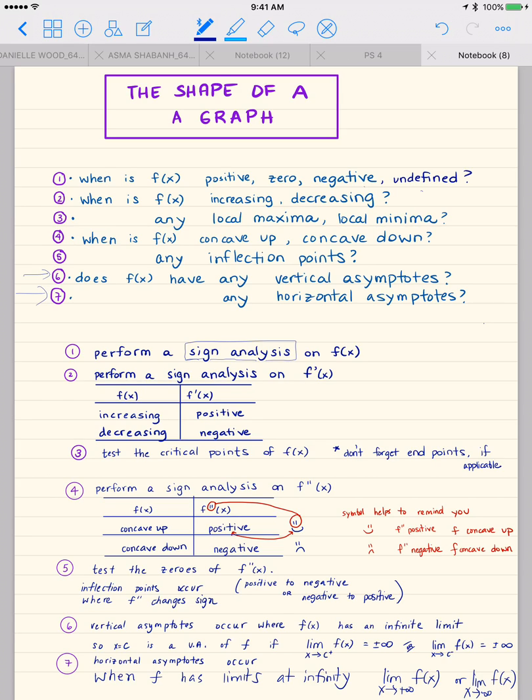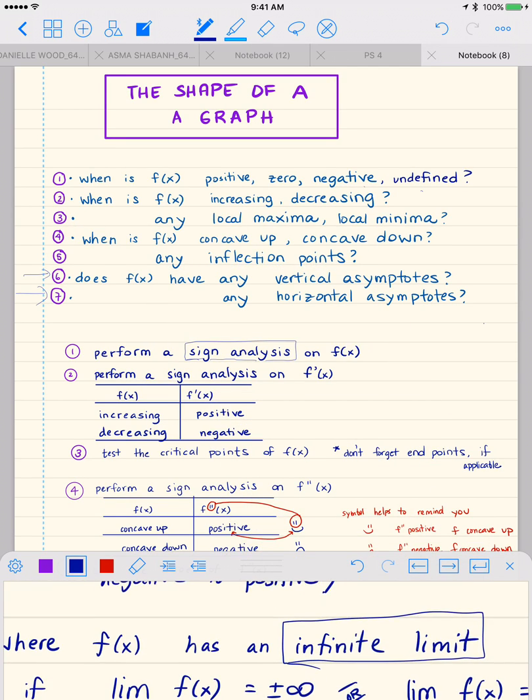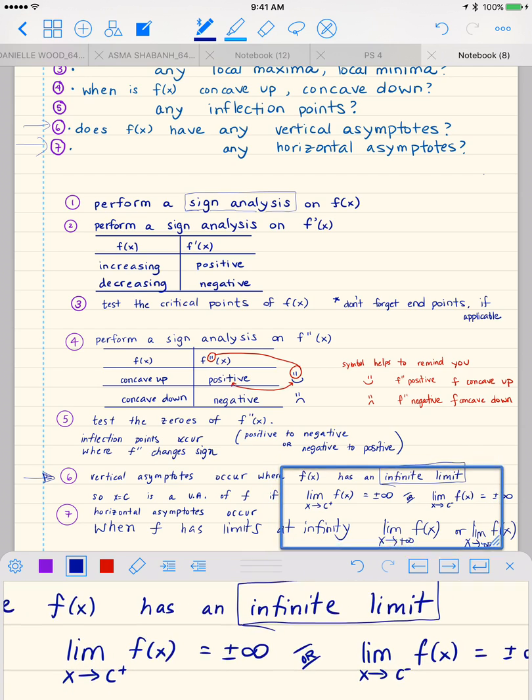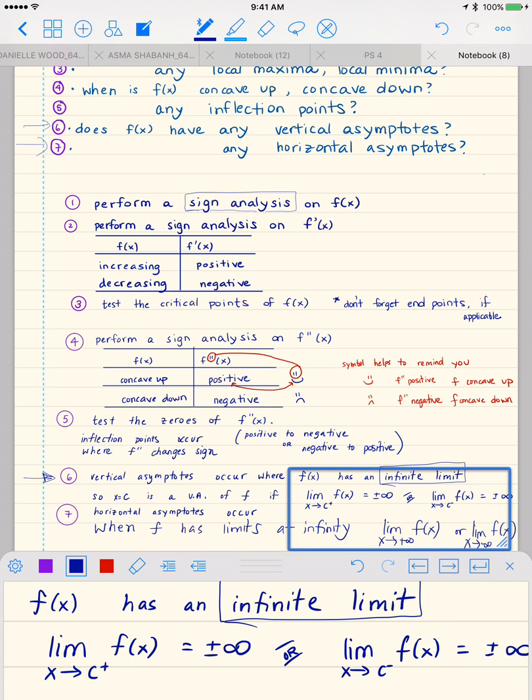So does f of x have any vertical asymptotes? Well, remember that vertical asymptotes correspond to infinite limits, right? So when we're talking about a vertical asymptote, we're looking to see if you've got this limit. Let me actually blow this up. If we're looking at infinite limits, you're looking to see if the limit as x approaches some finite number from the left or from the right is equal to plus or minus infinity.